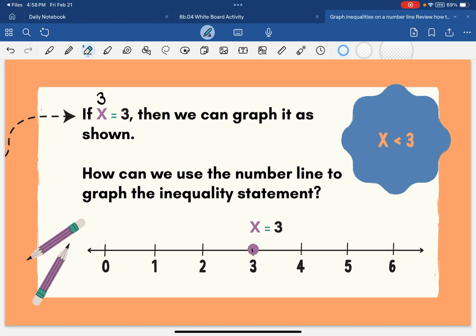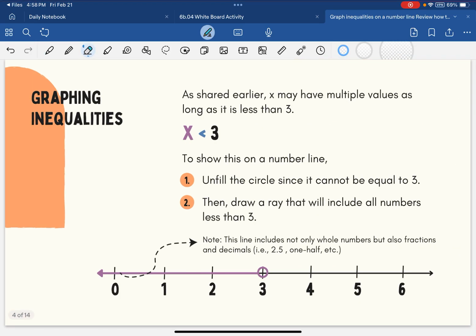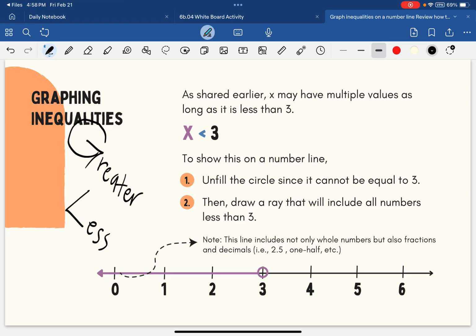But when we have an inequality, we have x is, and then a trick for your students if they struggle to know which one's which. This symbol can turn into a G, so that's the greater than symbol. And this one that we are looking at turns into an L, so that's a less than symbol.